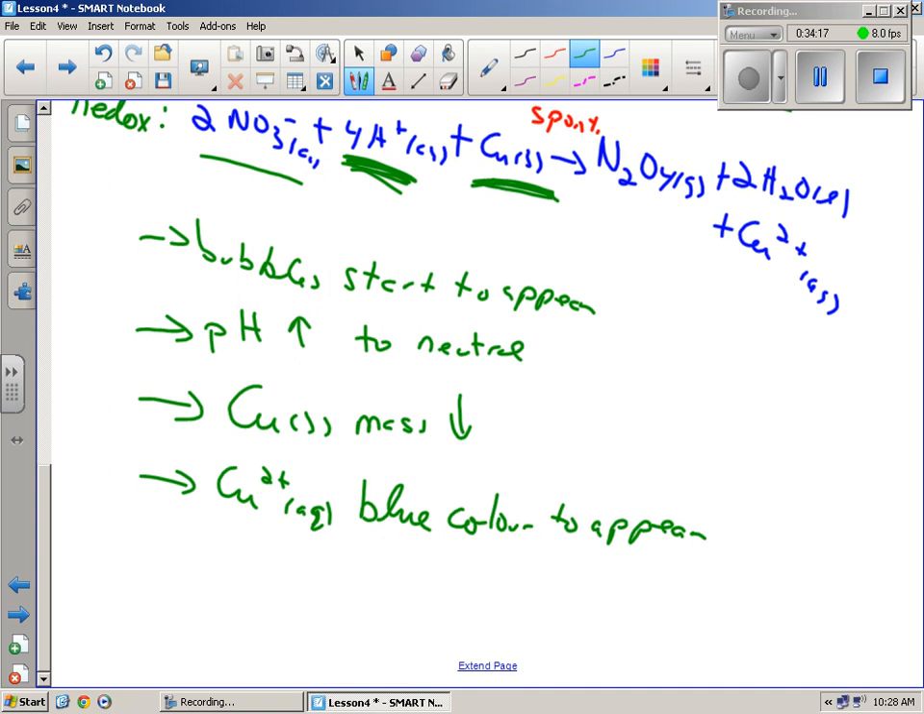Which you wouldn't have initially, because look what you have initially. Nitrate. Is a nitrate one of these on here? No. H plus, can you see H plus ions? No. What about copper solid? Well, that's a solid, okay? There's no color to that. So you'd have a clear solution changing to a blue solution with a gas, turning to more neutral. pH would start to increase, right, back up to 7. All these things are taking place here, okay? And that's what you need to do. You need to look at the left side versus the right side.